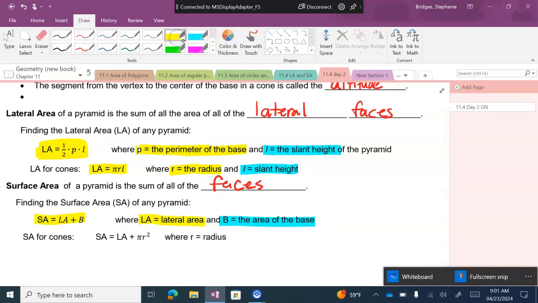And then for a cone, the surface area is your lateral area plus pi r squared, where r is your radius. Are we ready? Everybody got all that? Okay. All right, flip it over.